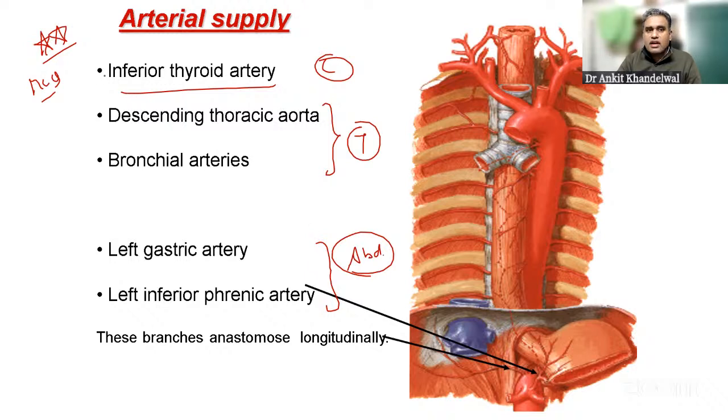Inferior thyroid artery, if someone asks you it is a branch of which artery? Tell them it's a branch of the subclavian artery. The left gastric artery and the others are all coming from your celiac trunk. That is the reason there is one more important applied point, that is your hematemesis, vomiting of blood, esophageal varices. We will see.